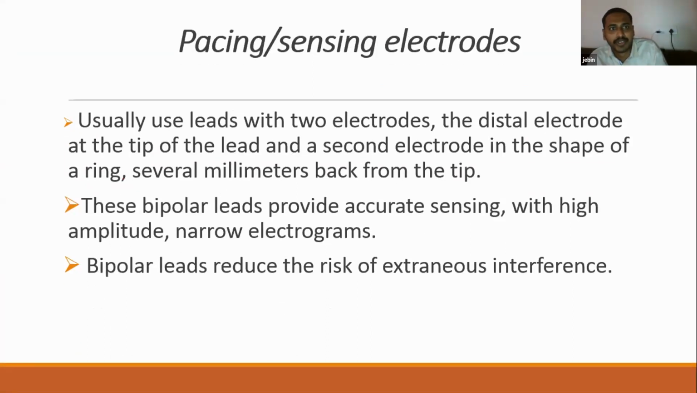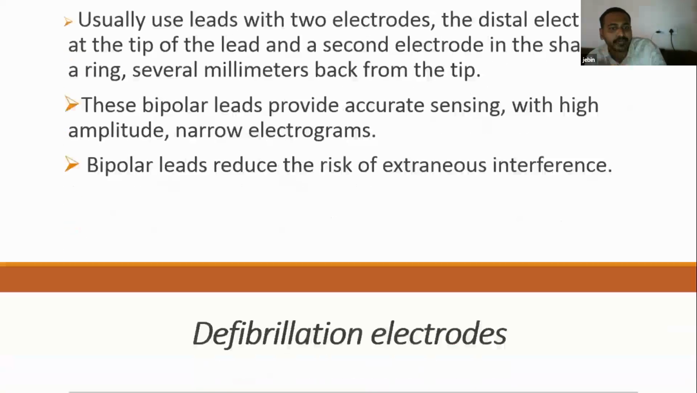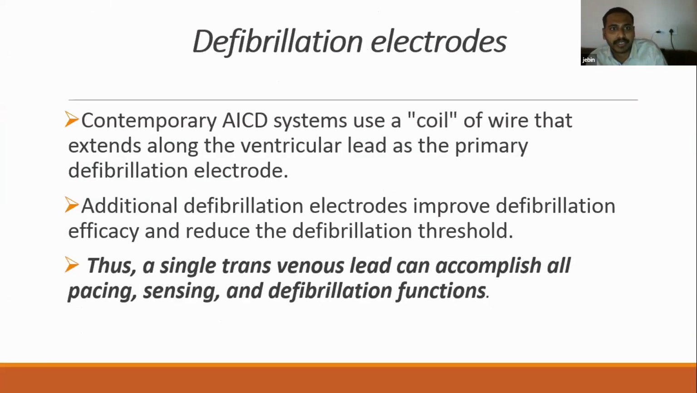Pacing and sensing electrodes. Usually leads with 2 electrodes are used. The distal electrodes are the tip of the lead and the second electrode in the shape of a ring several millimeters back from the tip. These bipolar leads provide accurate sensing with high amplitude narrow electrograms. Bipolar leads reduce the risk of extraneous interference. And defibrillation electrodes. The contemporary ICD systems use a coil of wire that extends along the ventricular lead as the primary defibrillation electrode. Additional defibrillation electrodes improve the defibrillation efficacy and reduce the defibrillation threshold. Thus, a single transvenous lead can accomplish all actions like pacing, sensing, and defibrillation function of an ICD.